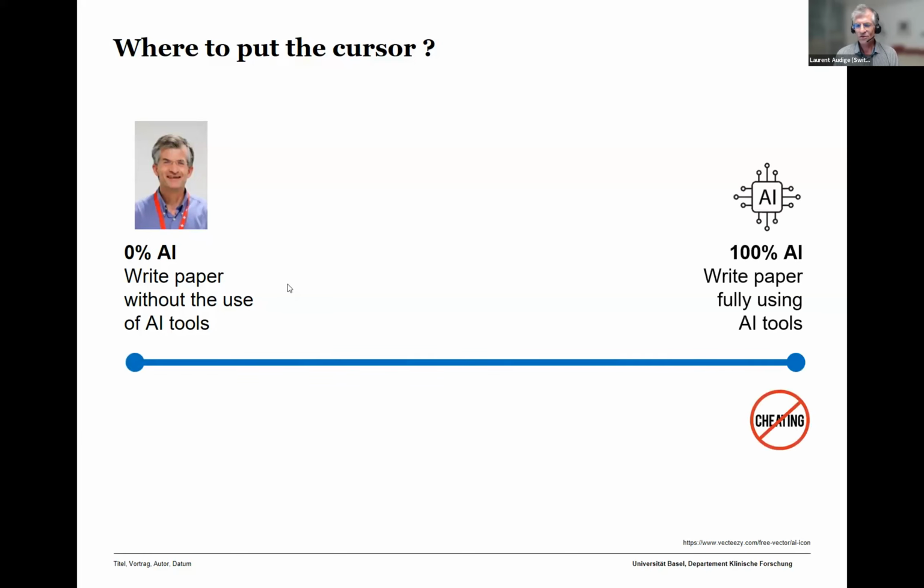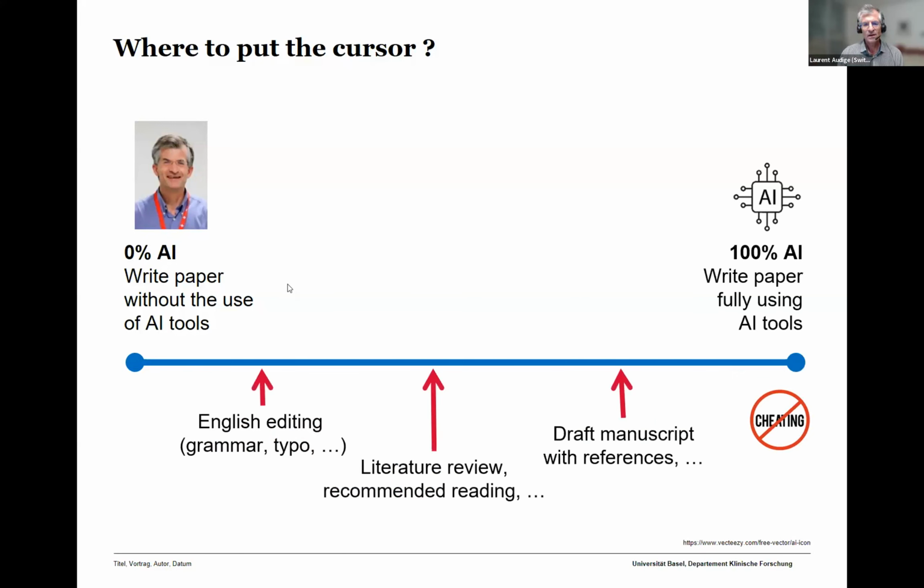Now, talking to young colleagues, I realize that some of them probably dream to be at the other side of the spectrum, 100% AI. I just ask ChatGPT to write me a paper and I just submit as it is. That, for sure, is cheating, and it should be absolutely not allowed. Now, on that spectrum, there are different tasks that we may consider. So from one aspect is English editing. You can do a literature review, recommend the reading, or even start to draft and help you to write.